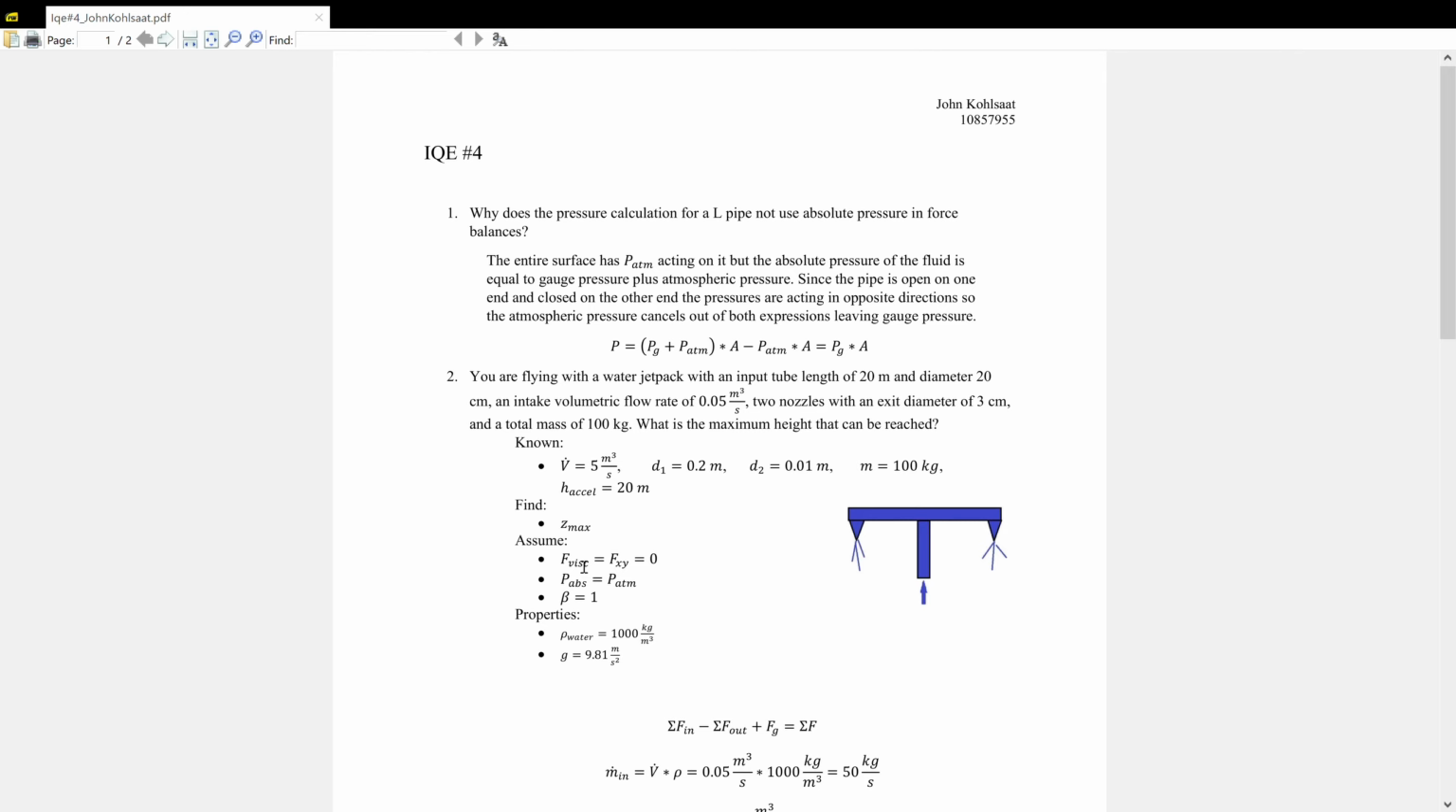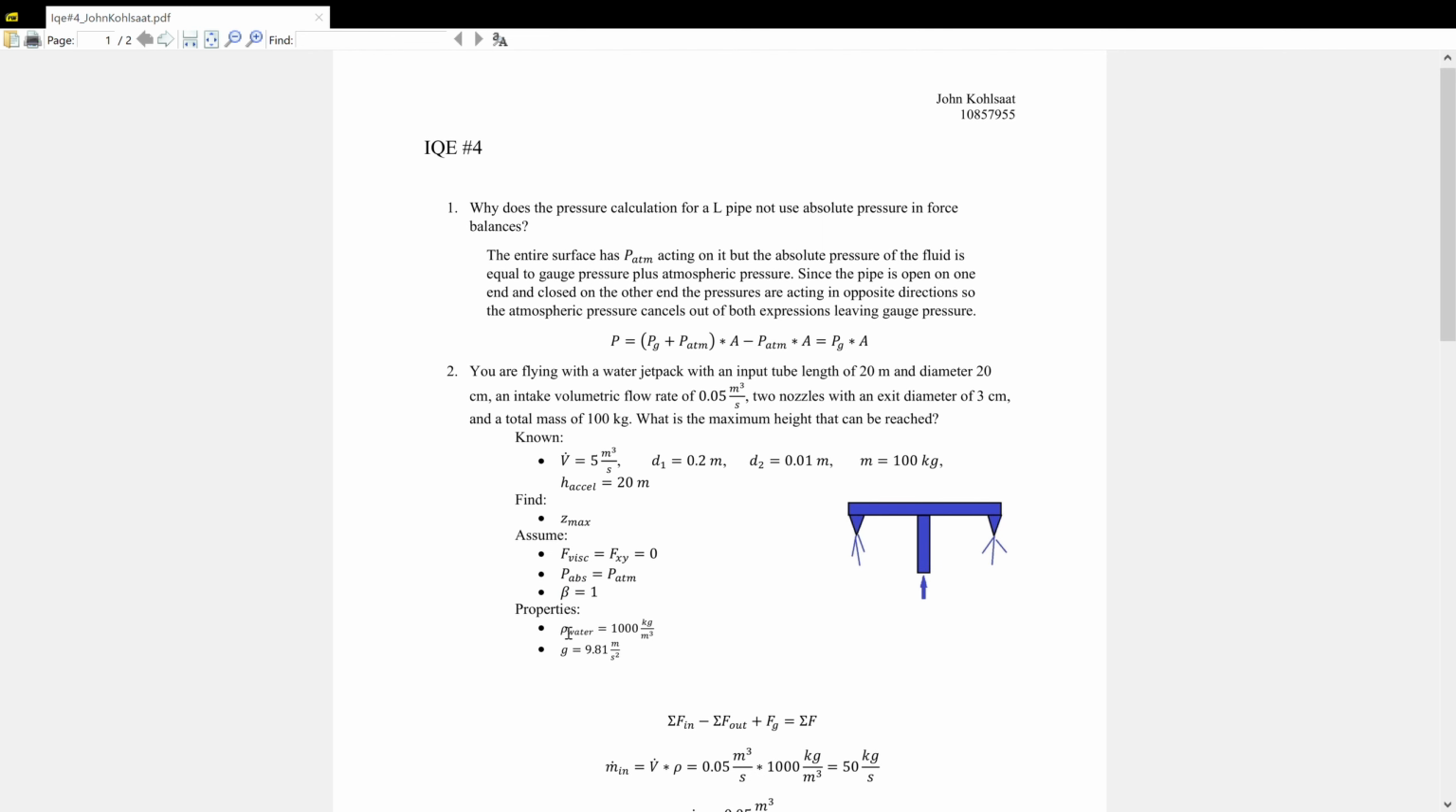We have to assume viscous force is 0 because we're given nothing for that, and the xy force is 0 because the momentum in and the momentum out are both only in the z direction. We have to assume P absolute is P ATM because we're given nothing about pressure, and beta equals 1. And then we have density of water and gravitational acceleration.